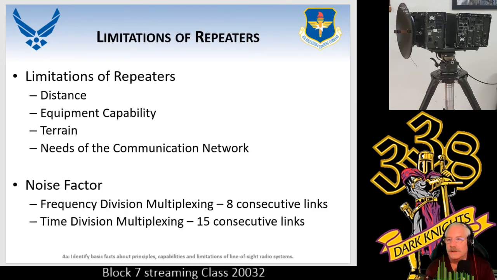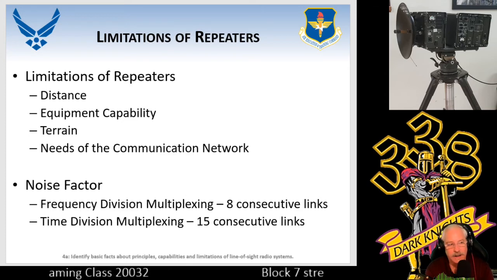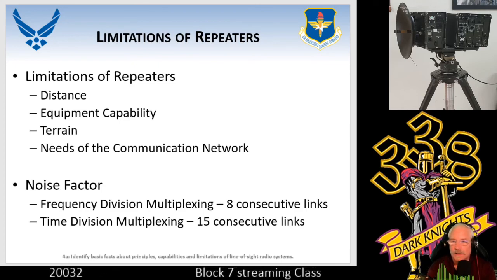So what are some limitations of repeaters? Well, distance is one, because you can only go so far, depending on how many repeaters you need. Again, it all has to do with equipment capability, what the terrain is like, and the last one, which is the most important, was what I'm calling for, is the needs of the communication network. Normally, this is where everybody stops and goes, well, I need the distance, I need the equipment, I need the terrain. How about your money?